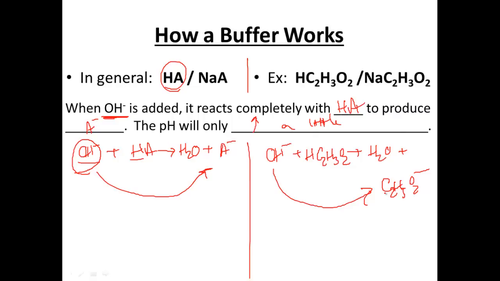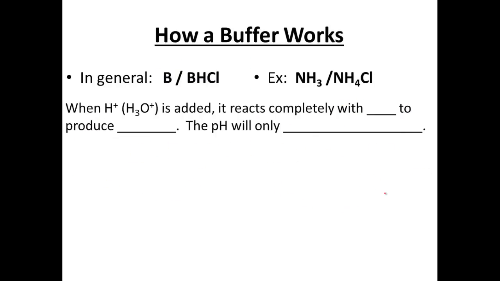Okay, real quickly, here's how a buffer works when you have a weak base and its conjugate acid. It's probably easy to see the other one first. This here is a salt, ammonium chloride. It's an ionic compound, and the chloride came from a strong acid, so this is a neutral ion that does not do anything. This came from a weak base, so this is the conjugate acid here. So here's the weak base and its conjugate acid.